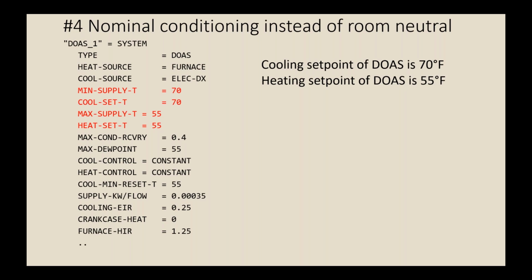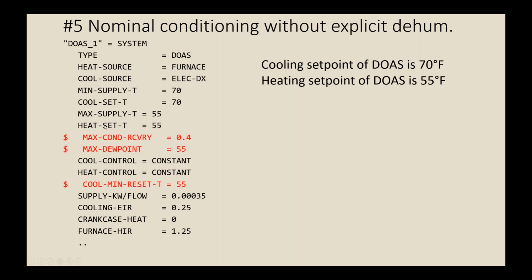Case number 4, instead of shooting for a 70 to 75 degree air temperature delivered to the systems or zones, I'm now broadening that to 55 to 70. So that's the only difference between this and the previous case. And in this one, I'm taking away the explicit dehumidification. So I'm taking away this keyword that says max dew point equals 55, and taking away the condenser recovery and the set point that's related to the max dew point.